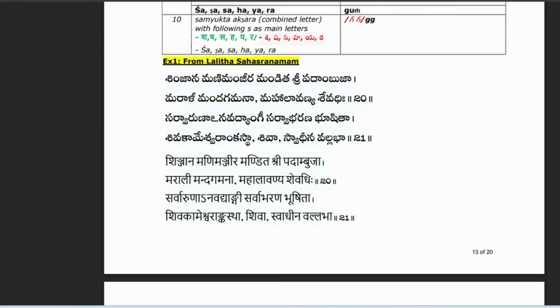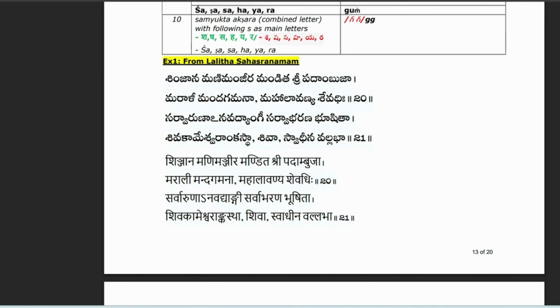Shinjana. Manjira. Again, there also Mam with the J followed by J. So it is Chavarga. So Manjira. Mandita. So Dita. So Mam is Anuswara followed by D, which is the Tattadadhana family. So Mandita. Rna sound will come.